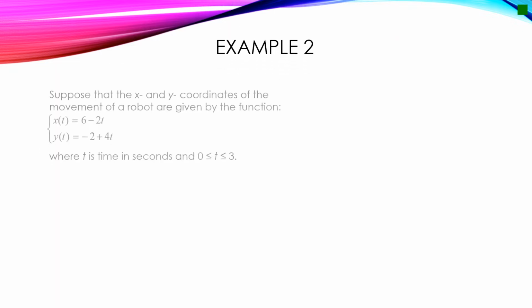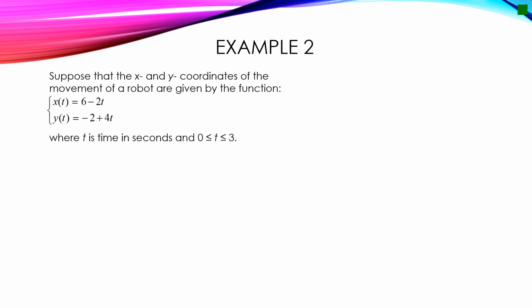Example 2. Suppose that the x and y coordinates of the movement of a robot are given by the function x of t equals 6 minus 2t and y of t equals negative 2 plus 4t. And this time t is still in seconds, but only for 0 to 3 seconds. So we've limited that input.